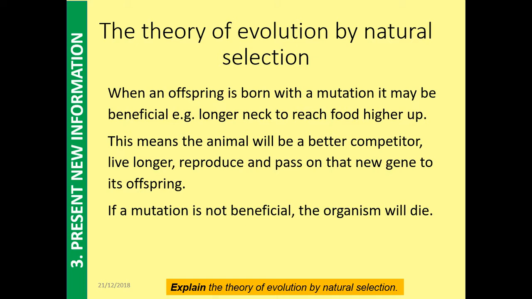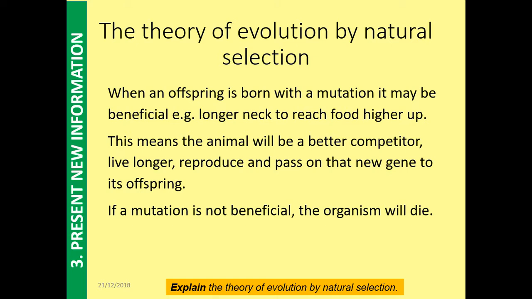So if you're looking at this as a 3 or 4 mark question of what is natural selection: if the mutation is beneficial, the animal will be a better competitor. That's your first mark. If it's a better competitor, it will live longer, second mark, and then it will reproduce and pass on that gene to its offspring.